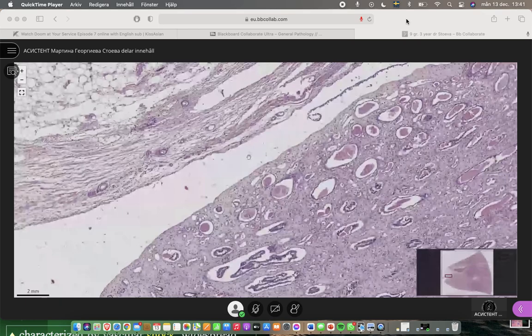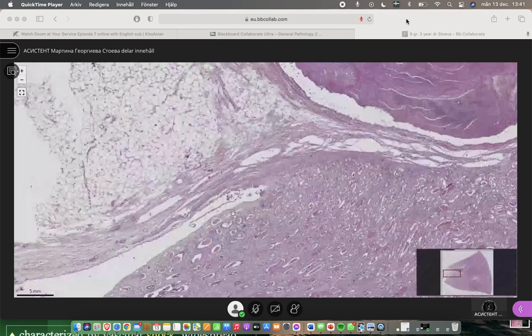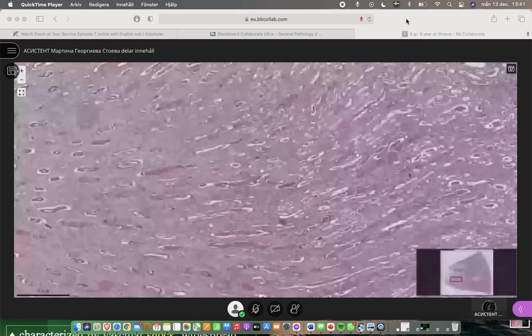Unfortunately, here the epithelium is not that well preserved. We have only some remnants of epithelial lining. But just theoretically, if you're asked, don't forget that the type of epithelium here is urothelium or transitional cell epithelium. Then in the medulla, we can find only collecting ducts.